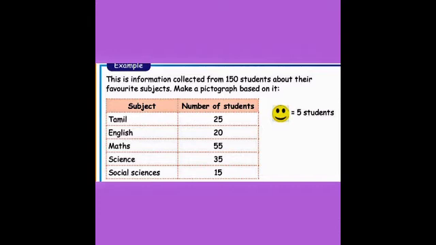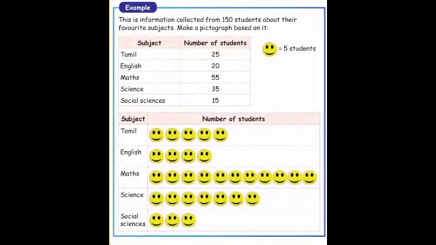First, we should draw a tabular column. In that, we should separate the column into two. One is subject, the other one is number of students. In the subject column, you should write Tamil, English, Maths, Science and Social. We should separate them into rows.